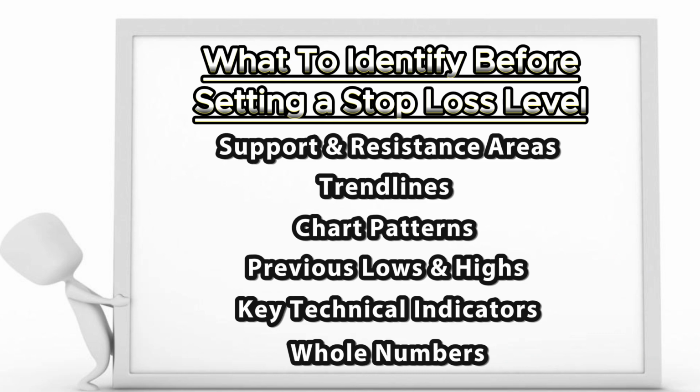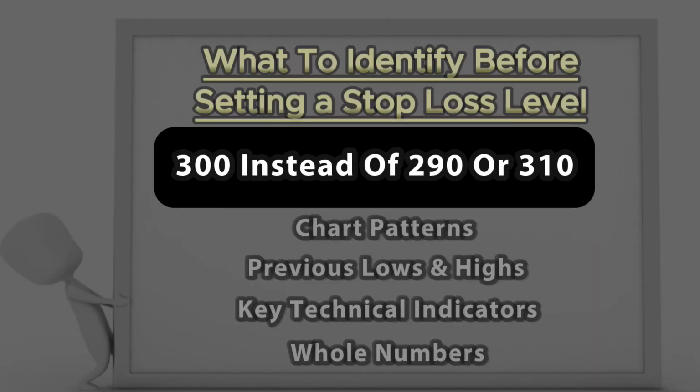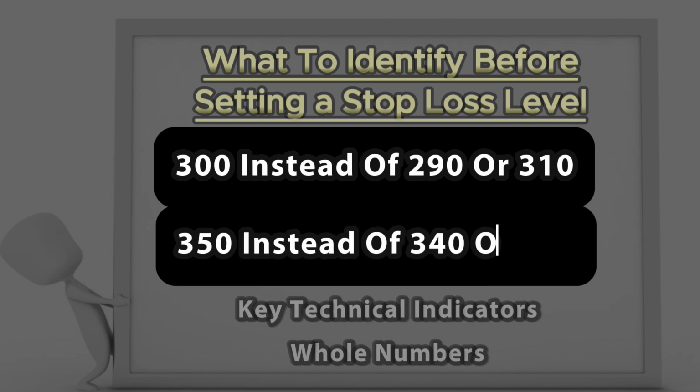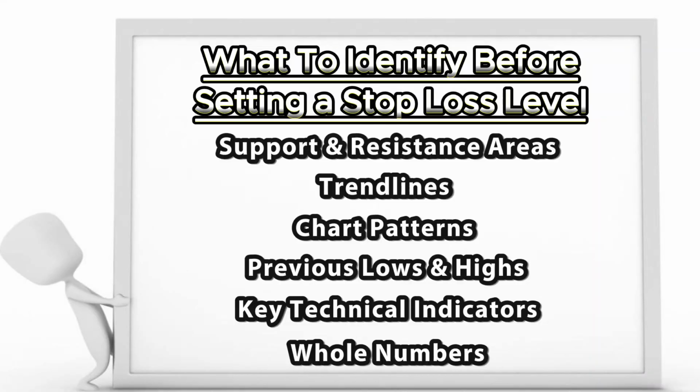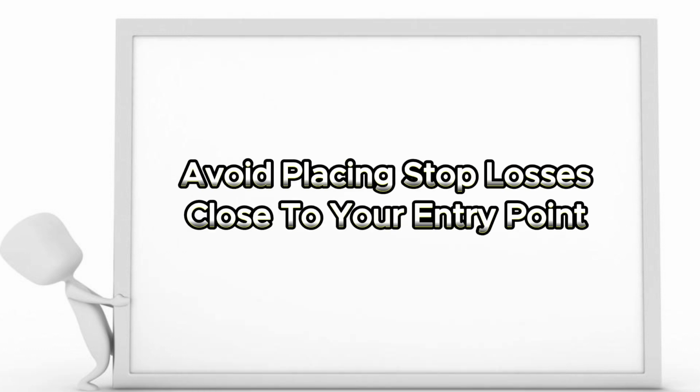Also consider whole numbers. For example, 300 instead of 290 or 310, or 350 instead of 340 or 360, etc. These are psychological numbers, and traders or investors are looking at those numbers to take profits, exit trades, or set stop losses. You should also avoid placing stop losses too close to your entry point, as this may result in premature exits due to market noise.